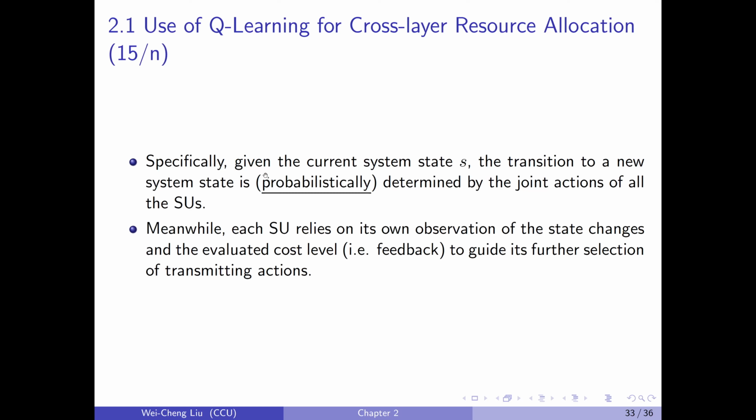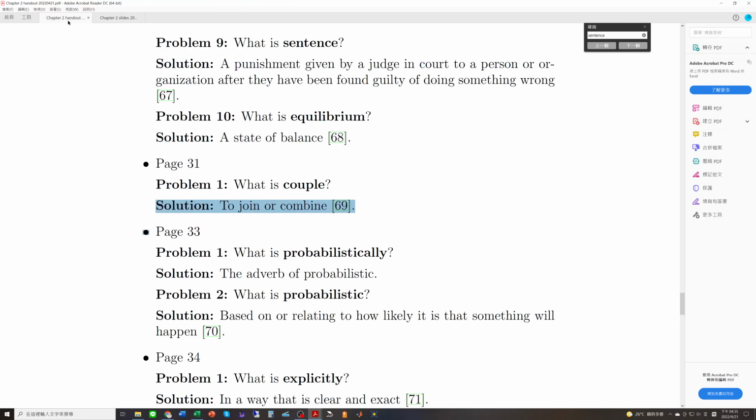What is the meaning of this word, probabilistically? Let us go to the handout. Excuse me. Page 33, problem 1. What is probabilistically? Solution: the adverb of probabilistic. Problem 2. What is probabilistic? Solution: based on or relating to how likely it is that something will happen. Let us go back to the slides.